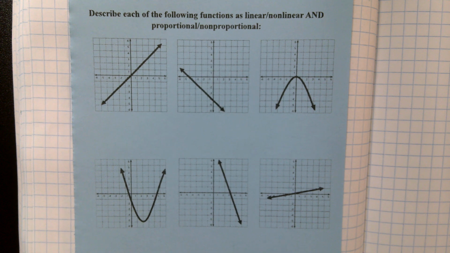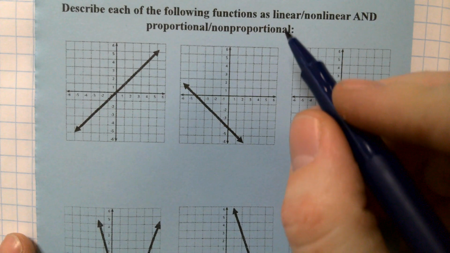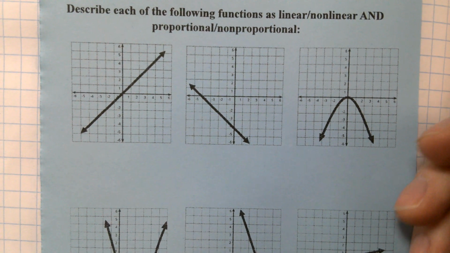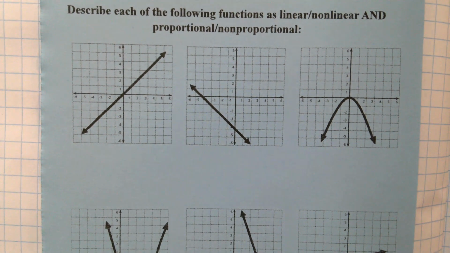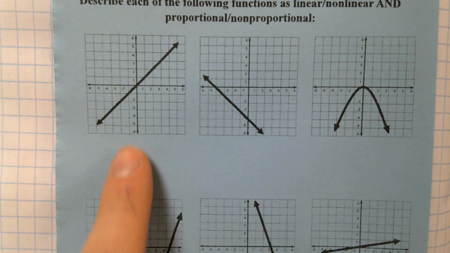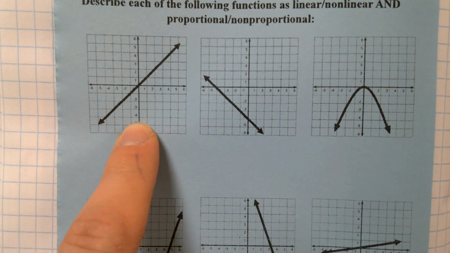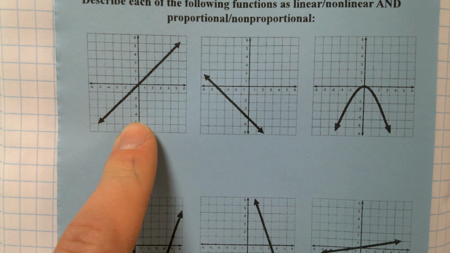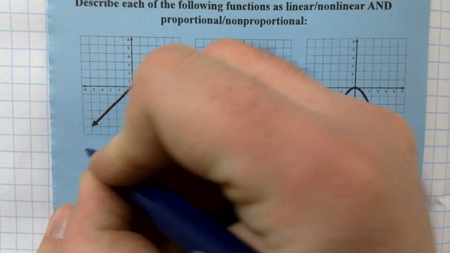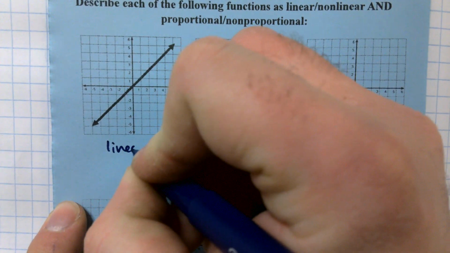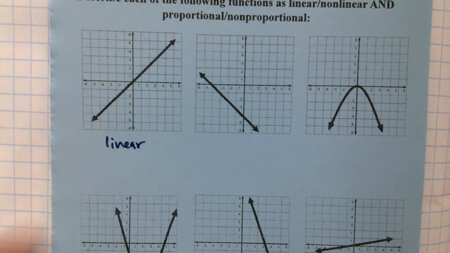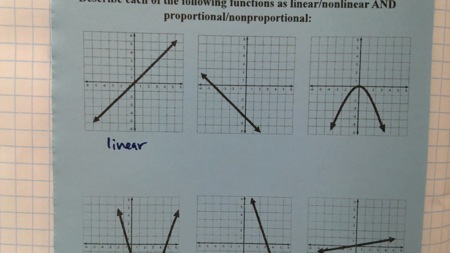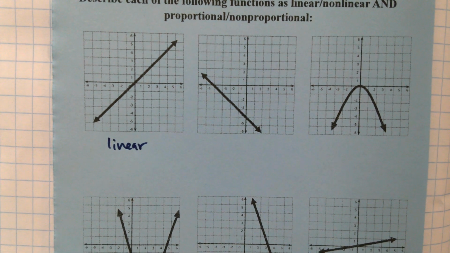All right, give me a thumbs up. You got this glued in? Okay, here we go. So we're going to start with figuring out whether it's linear or nonlinear, because especially when I have a graph, that's a lot easier for me to do. Is this first graph here a straight line? Yes, it is. So is it linear or nonlinear? Linear. There's one. Now we have to determine if it is proportional or non-proportional.